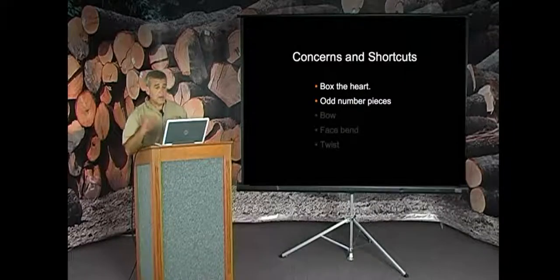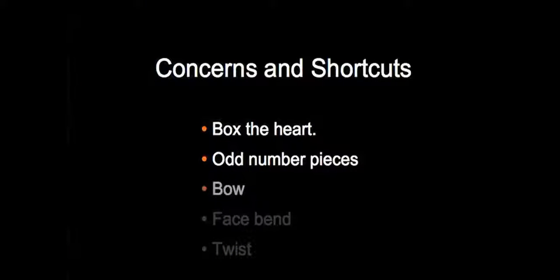Wood shrinks that way. It shrinks tangentially to the growth rings, and it will cup if you split the heart, and it's not nearly as good a piece as if you left that heart boxed into one member. Box the heart, odd number of pieces, bow.